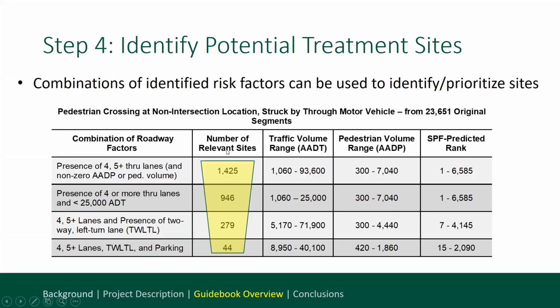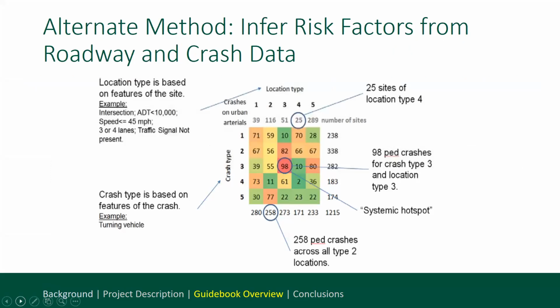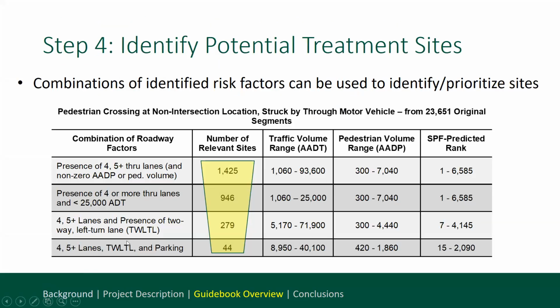And we're saying once you have this type of data in hand where you can create these types of tables, you can even combine some risk factors and try to see how many sites are out there. And you could see how many crashes they have had, or what their predicted rank of safety is, or what their predicted rank is as a candidate for safety improvement. You could see that there are 1,425 sites of this type. And here you can combine roadway factors. Okay, combinations of identifying risk factors can be used to identify and prioritize sites.